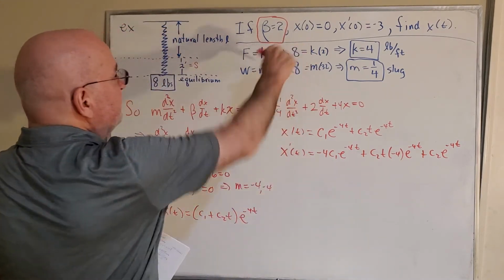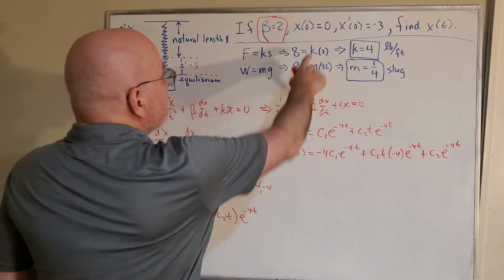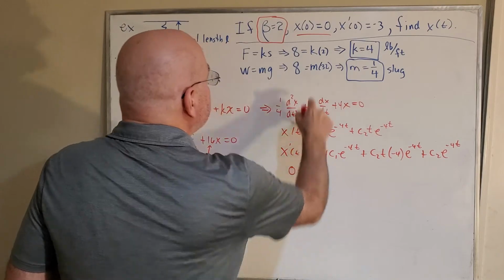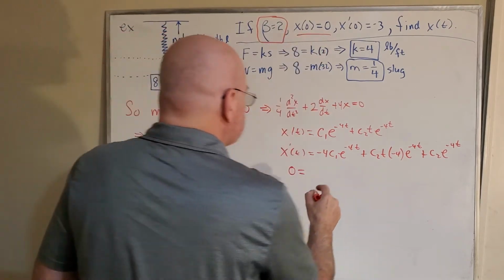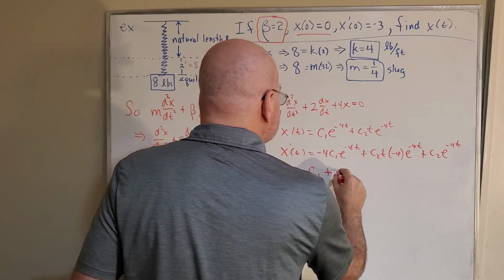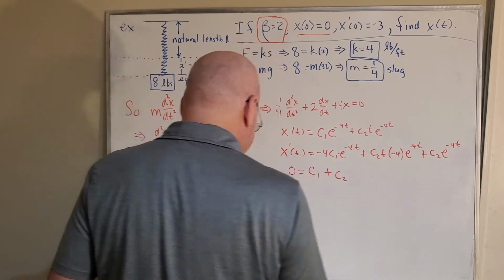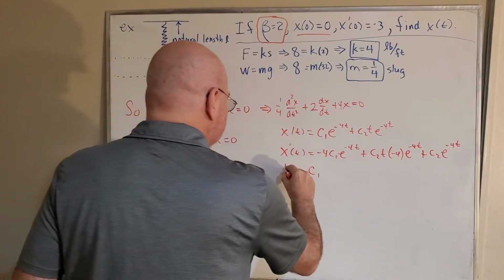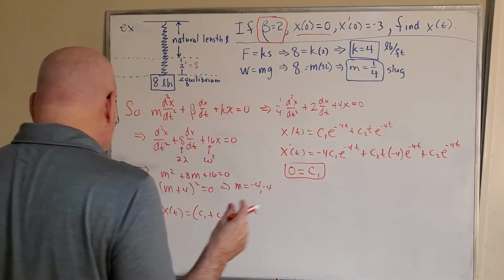Okay, so when we plug in the initial conditions, let's use this one first. x is 0 when t is 0. So 0 is equal to c1 plus c2, nope, t is 0. So that was easy. c1 is just equal to 0.